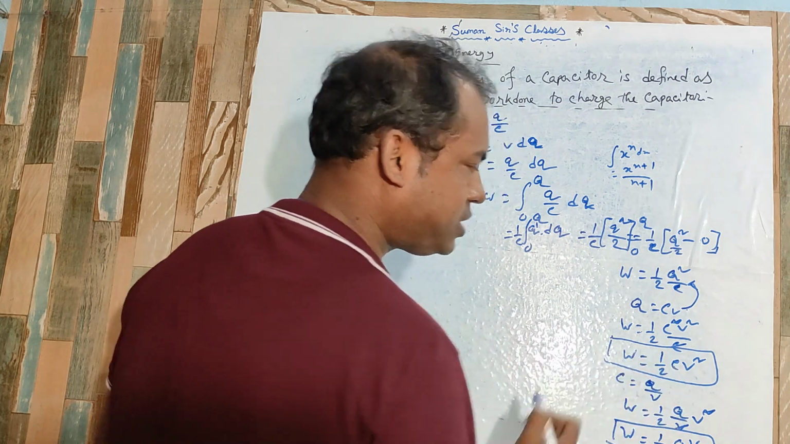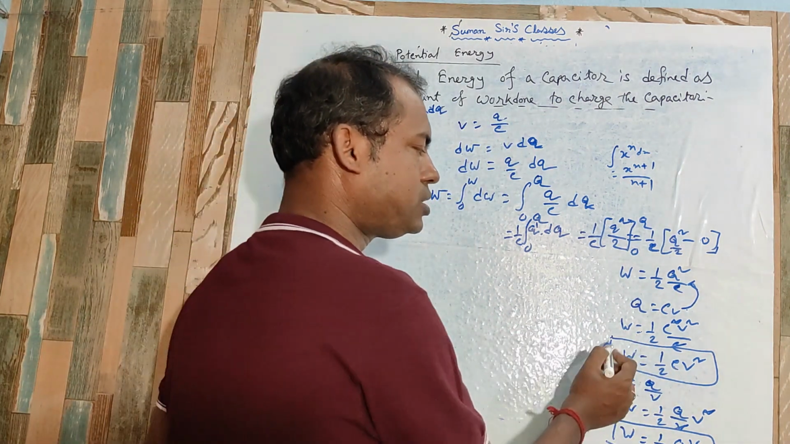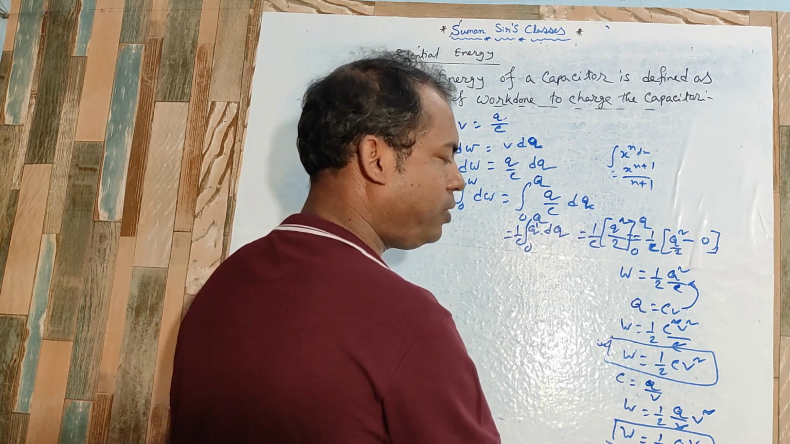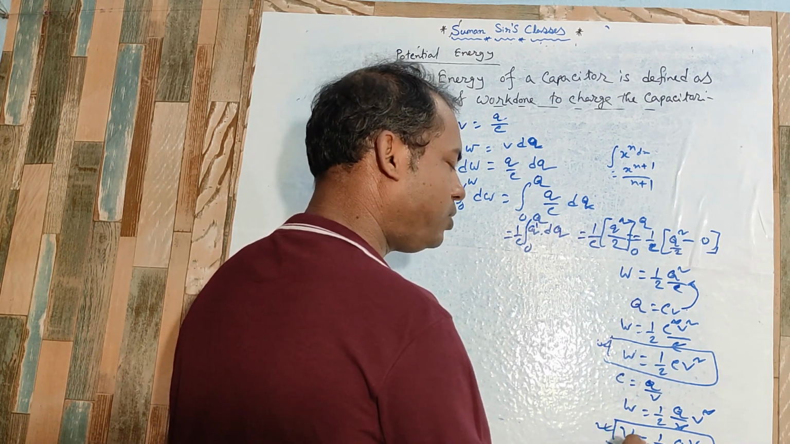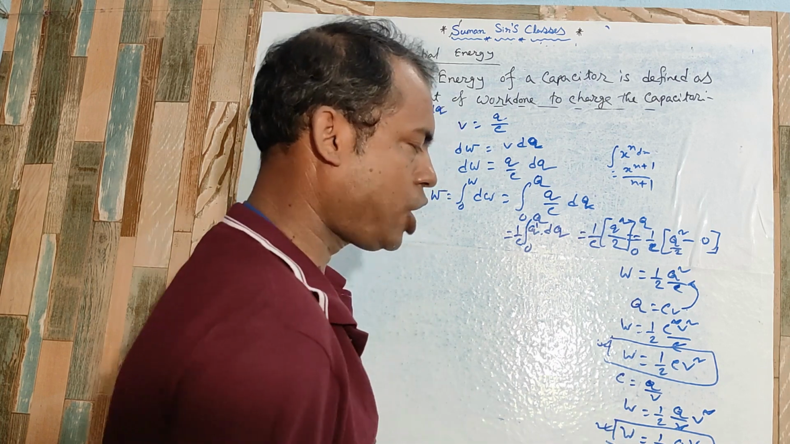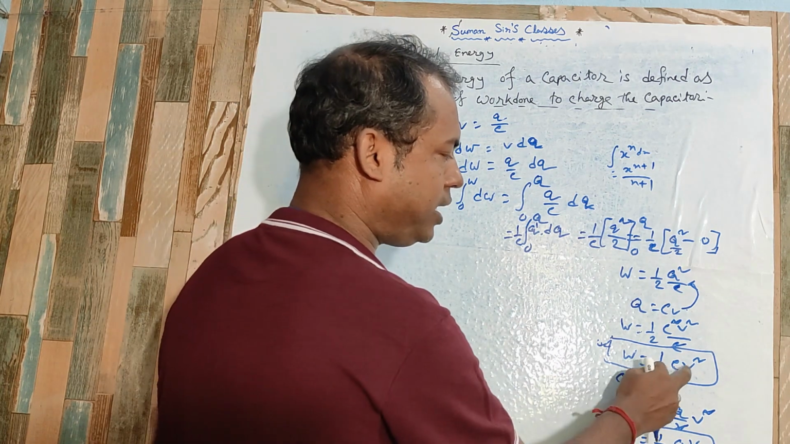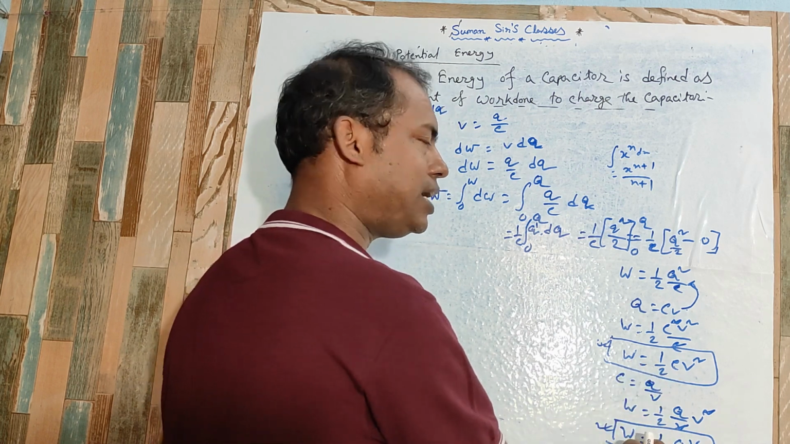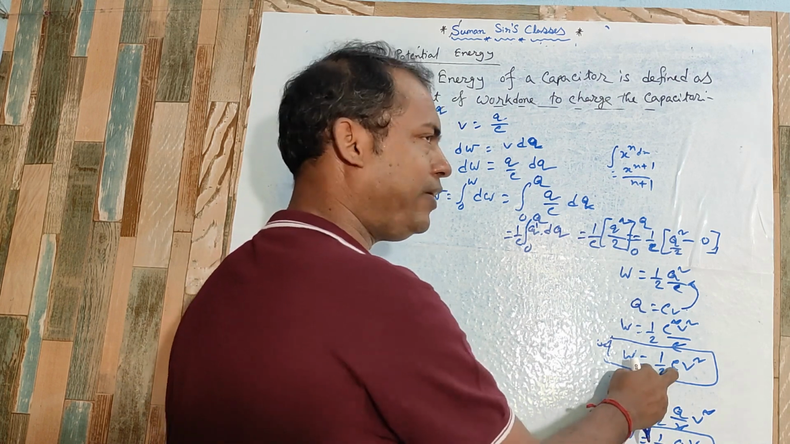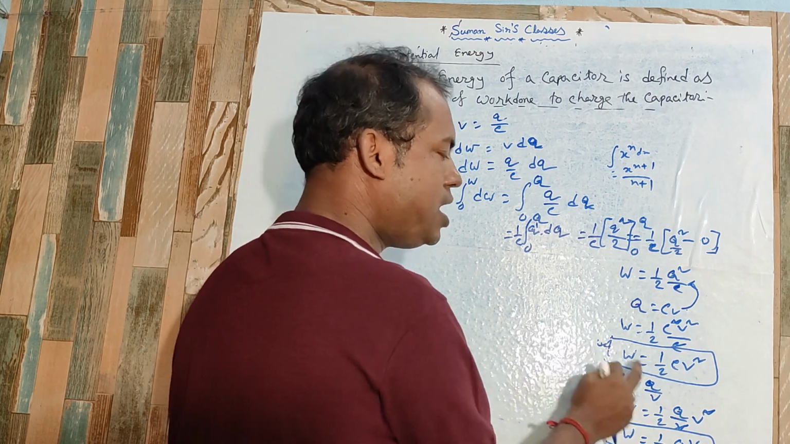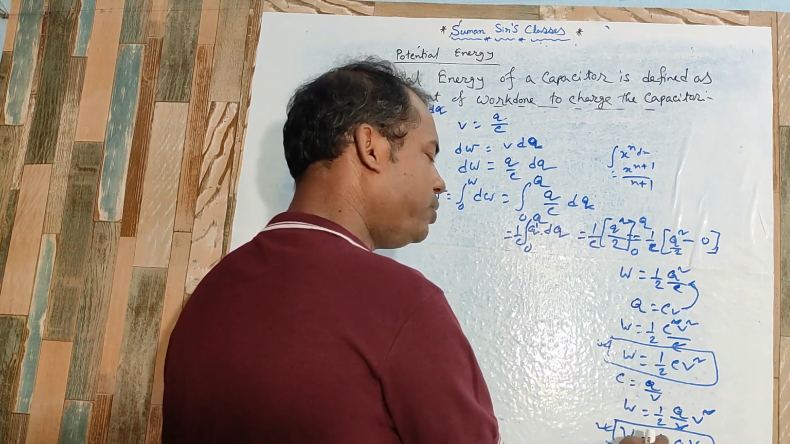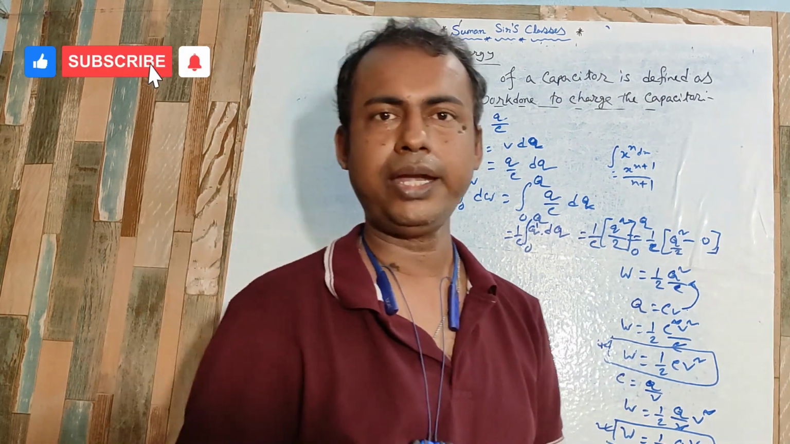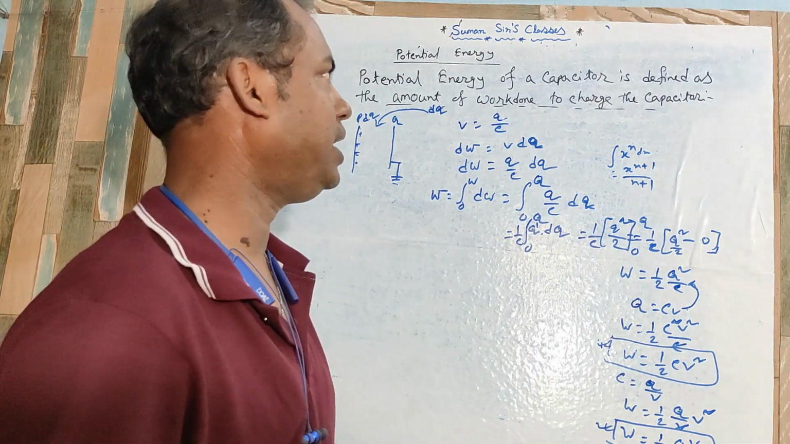If I know the value of C and V, we use this formula to calculate the potential energy. If I know the value of Q and V, we can use this formula and calculate the value of W. V is the common quantity in both cases, and capacitance and Q are the two different cases. So if I know the capacitance, we use the first formula. If I know the value of Q, we use the second formula. By using these two relations, we can easily calculate the value of the potential energy.